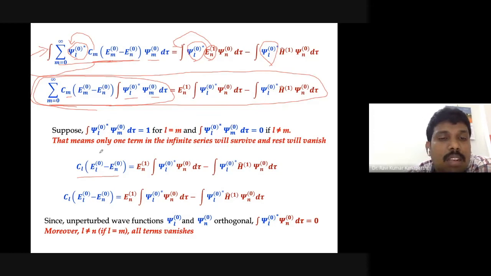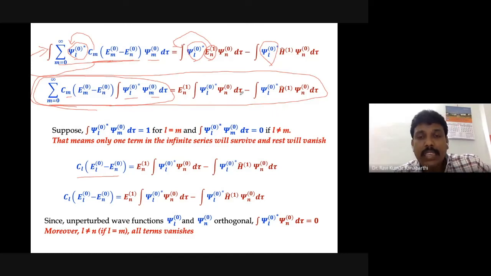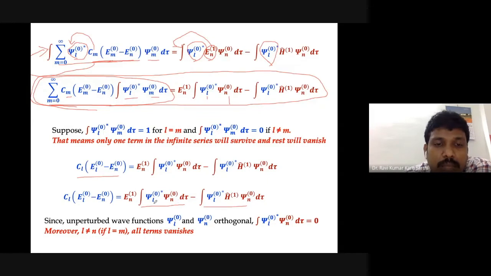So CL minus EL0 minus EN0 is equal to the right hand side. On the right hand side, you have L and N. We don't know what the relation between L and N is. Suppose in this integral, if L is equal to N, this particular term will survive, otherwise it will not survive.